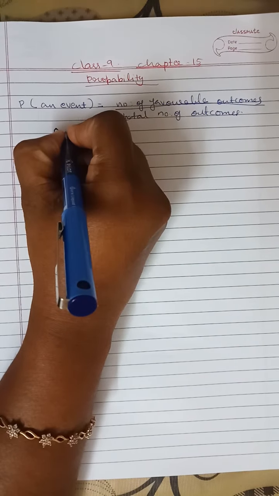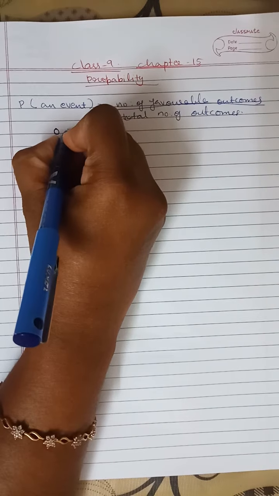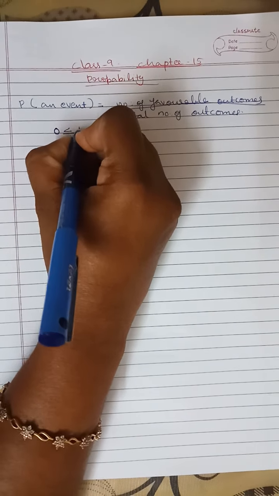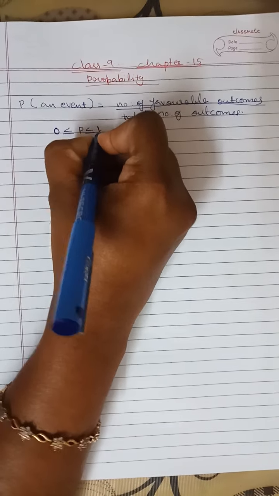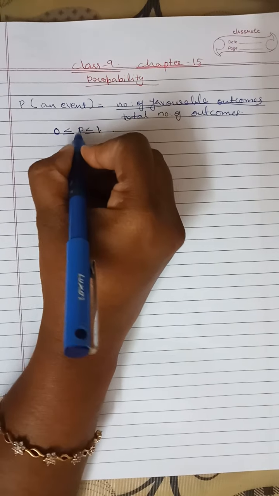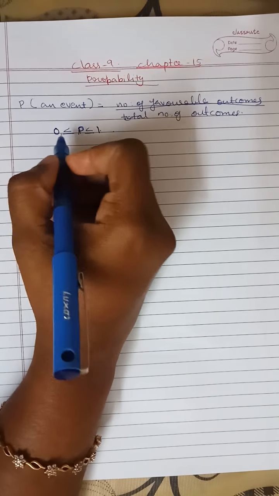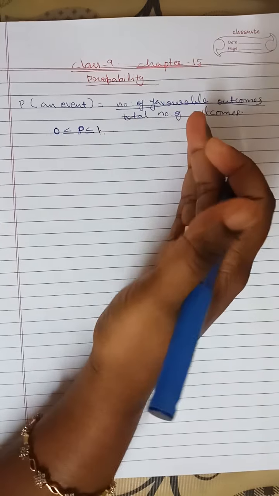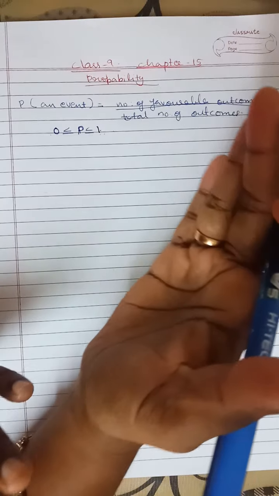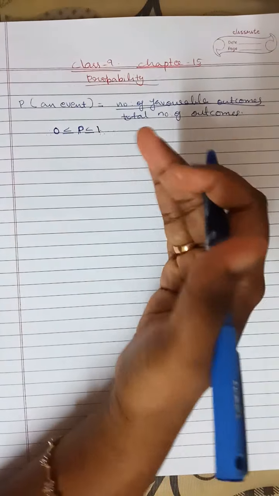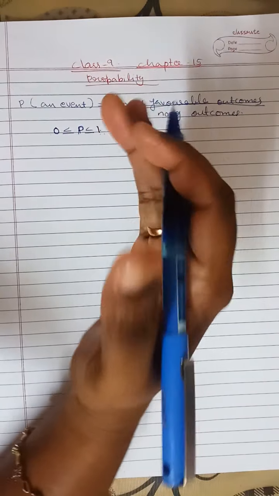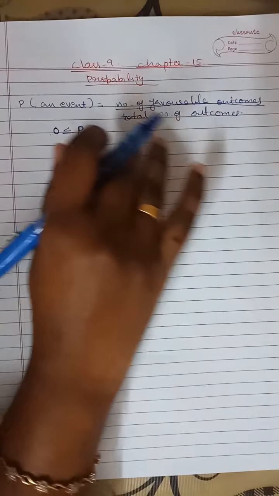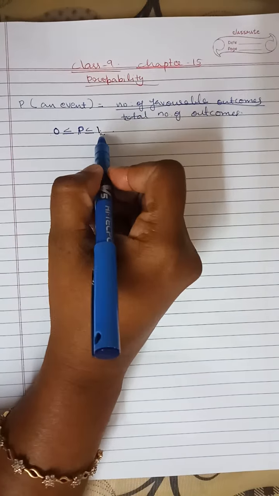That means probability we can represent like this: 0 is less than or equal to probability P is less than or equal to 1. That means the probability value P is in between 0 and 1, and it can take the value 0 and 1. If you are getting a negative value, then your answer is wrong. If you are getting a value more than 1, then also your answer is wrong. That means always it should be in between 0 and 1.